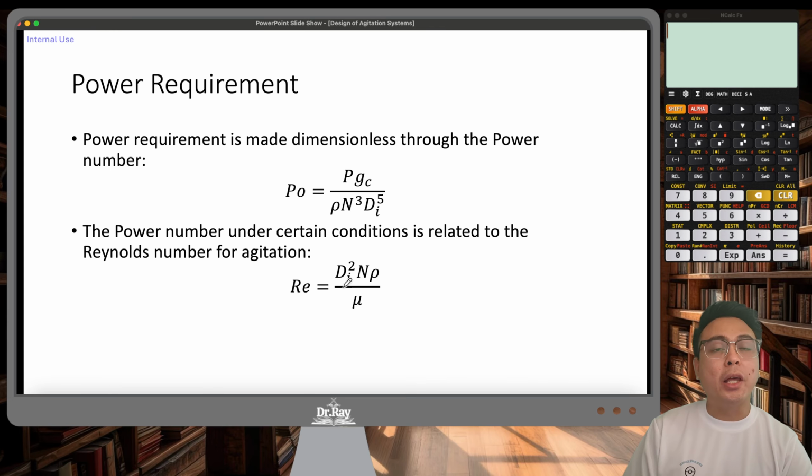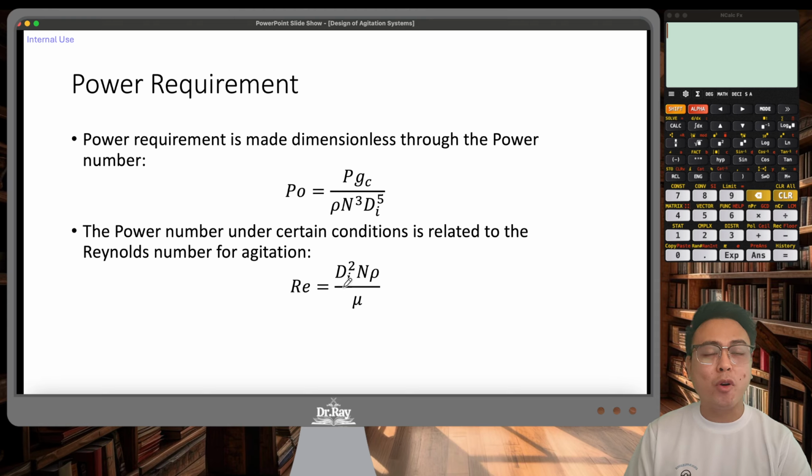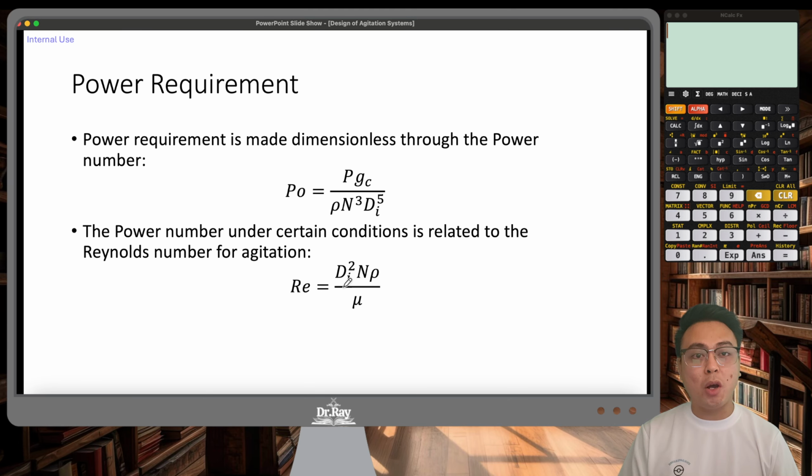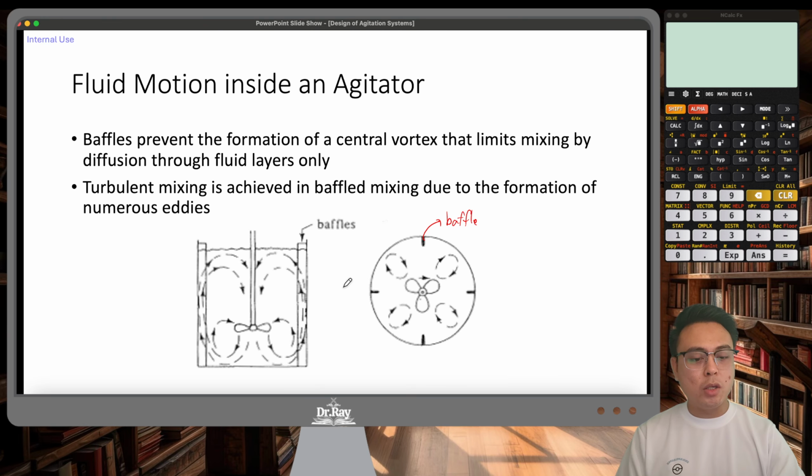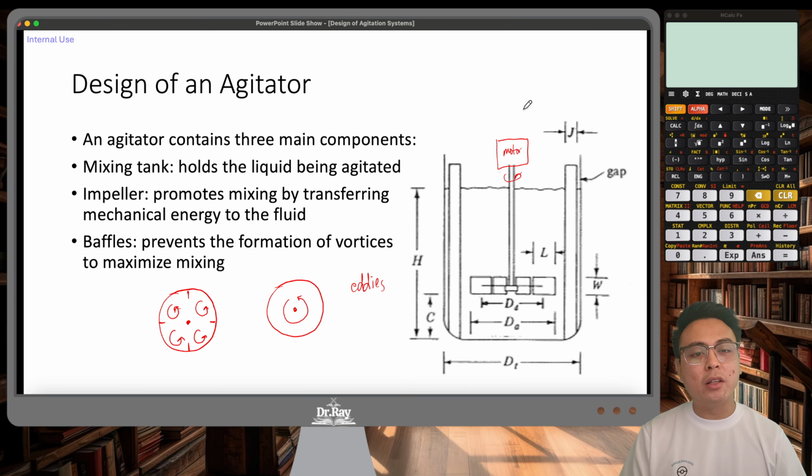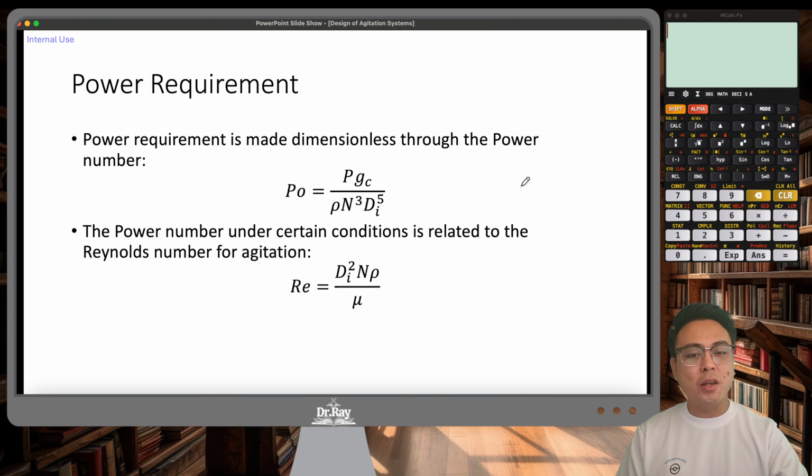Now, the main thing that we have to learn about agitators is the power requirement. We are very much interested in how much power this will consume because, as you all know, mixing stuff requires power, it requires energy. Remember that you are providing a motor, and the motor consumes electrical power, and that electrical power is transformed to mechanical power to drive that shaft. So it's important for us to know how much power that will consume.